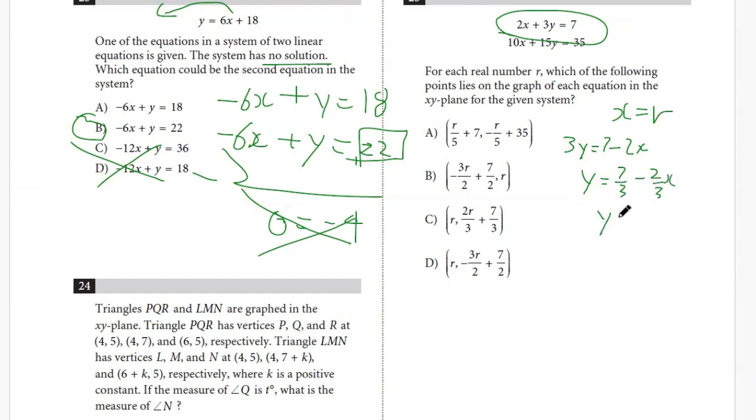And y is r, comma, 7 over 3 minus 2 over 3r. That's correct, but since we don't have that in our answer choices here, we can immediately eliminate C and D.